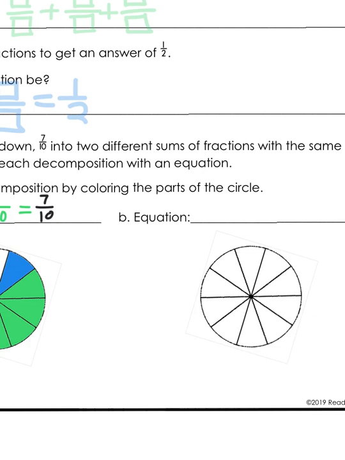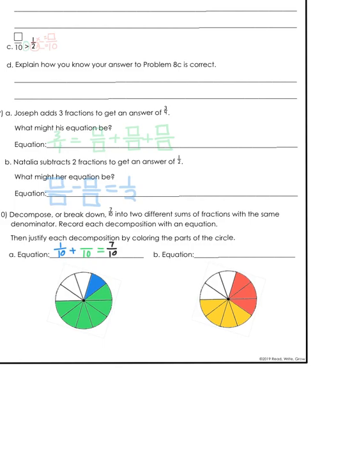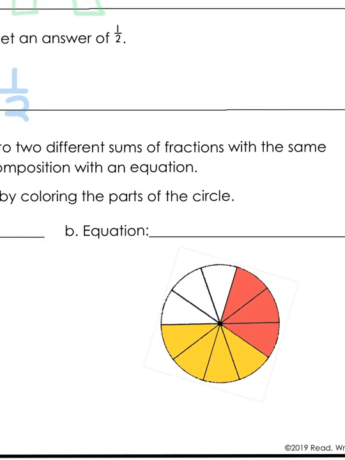Oops. So let's say this time I used red and yellow. What would be my equation here? Noticing that I have a different number of tenths that are shaded in one color and a different number of tenths shaded in a second color. So how many tenths are red? How many tenths are yellow? And what would that need to give us a total of 7/10?